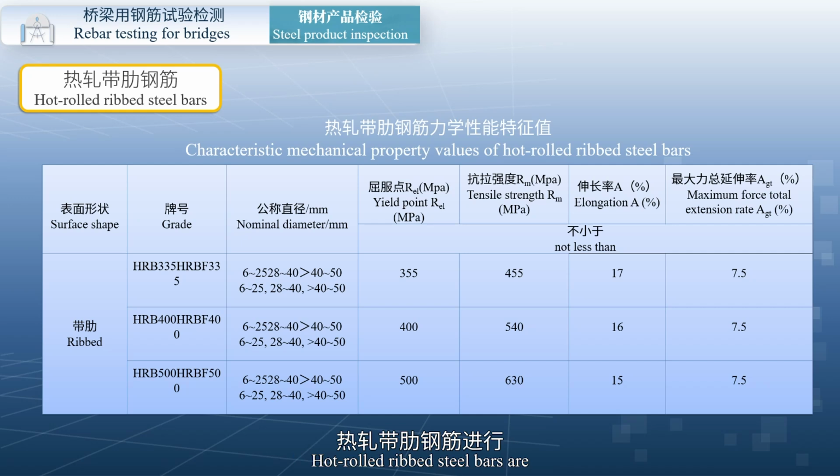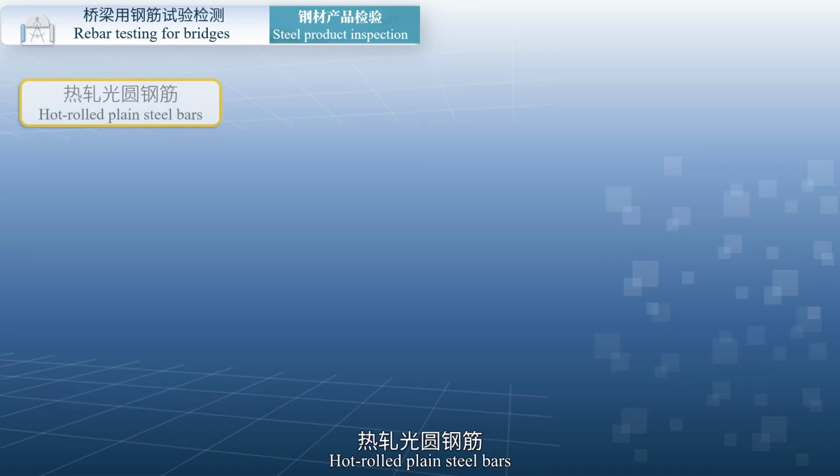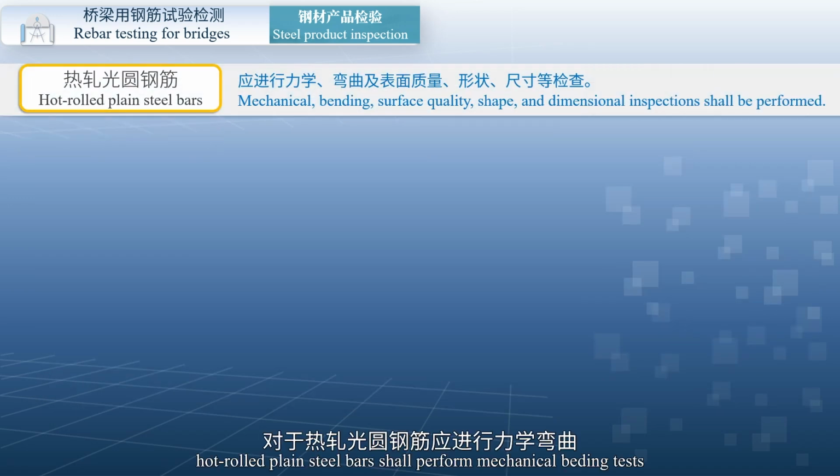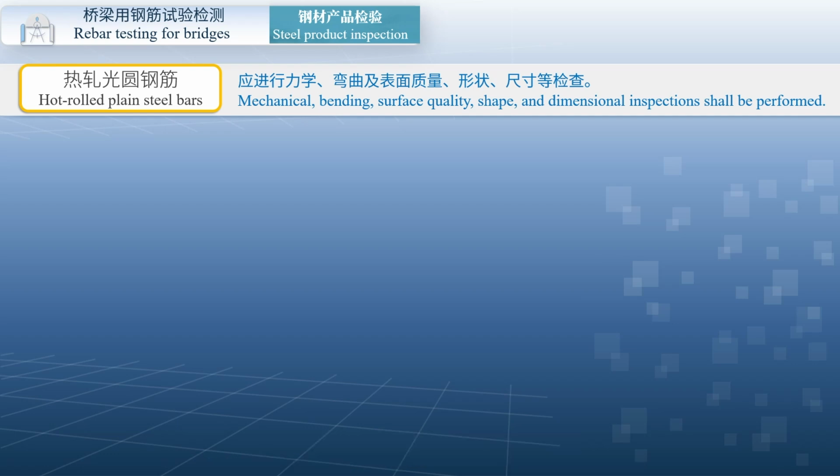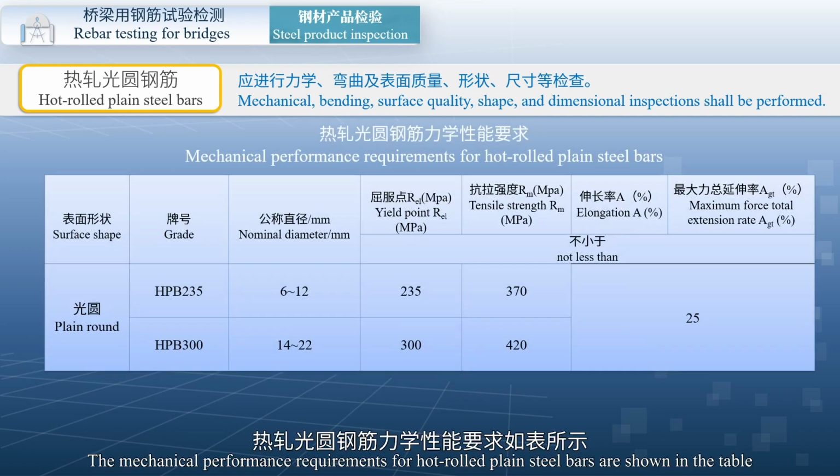Next are hot-rolled plain steel bars. Hot-rolled plain steel bars shall undergo mechanical and bending tests, and inspection of surface quality, shape and size, etc. The mechanical performance requirements for hot-rolled plain steel bars are shown in the table.